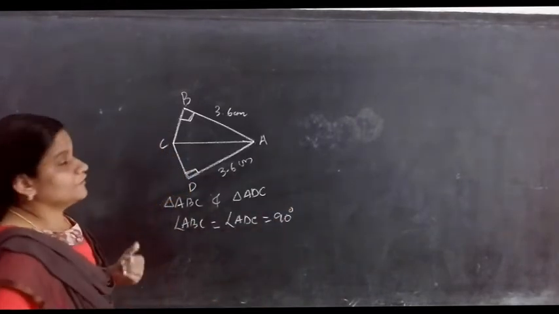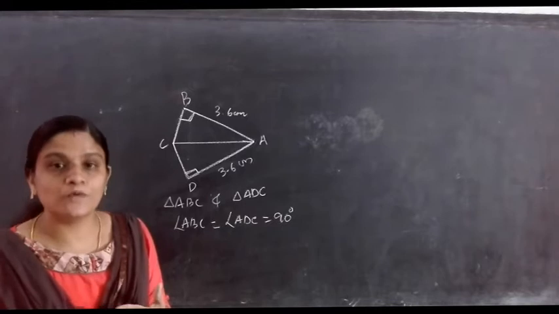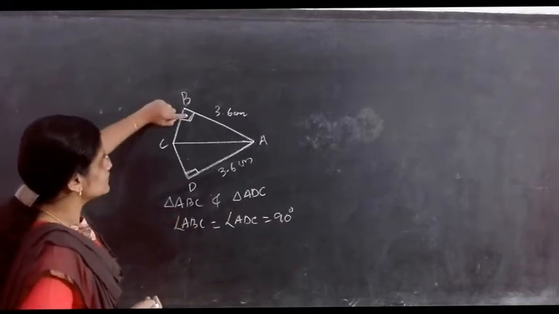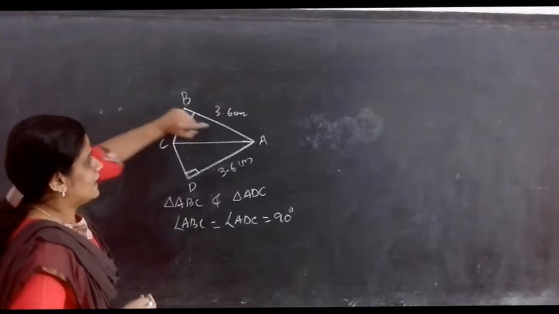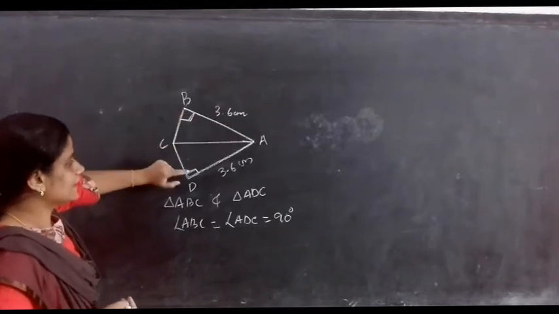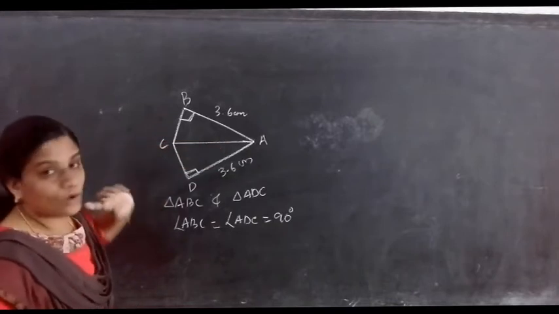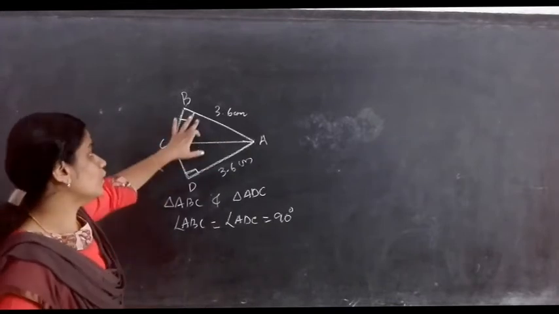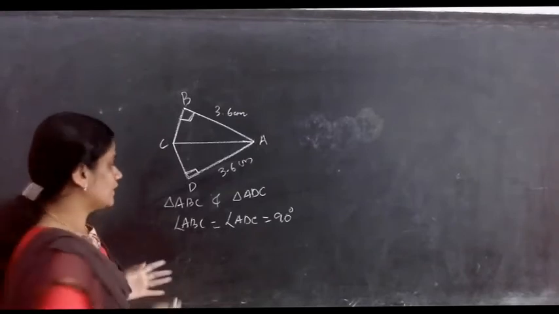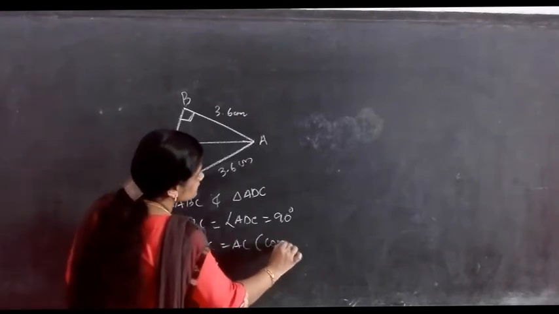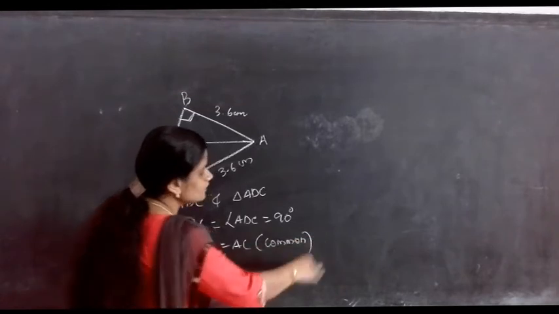Now we all know the hypotenuse is the side opposite the right angle. Here this is the right angle, so which is the opposite side of this? Yes, AC. And here this is the right angle. Which is the opposite side? AC. So AC is the common hypotenuse for both the triangles. So what can you write? AC is equal to AC. That is common, so they will be equal.